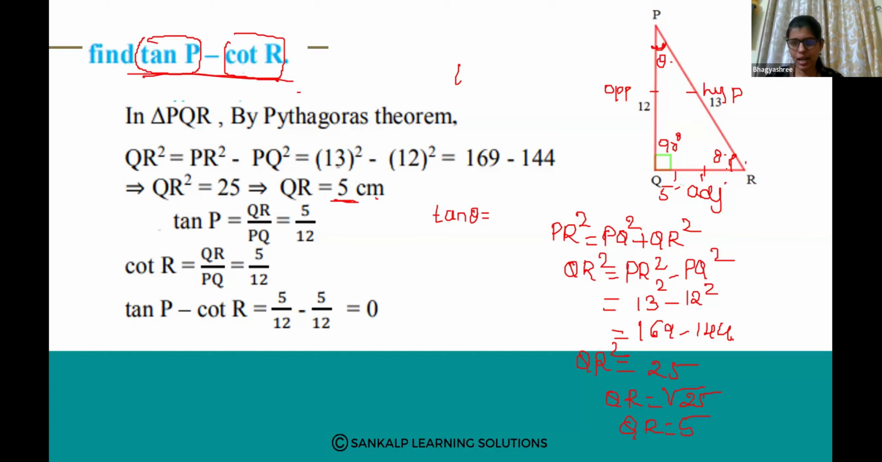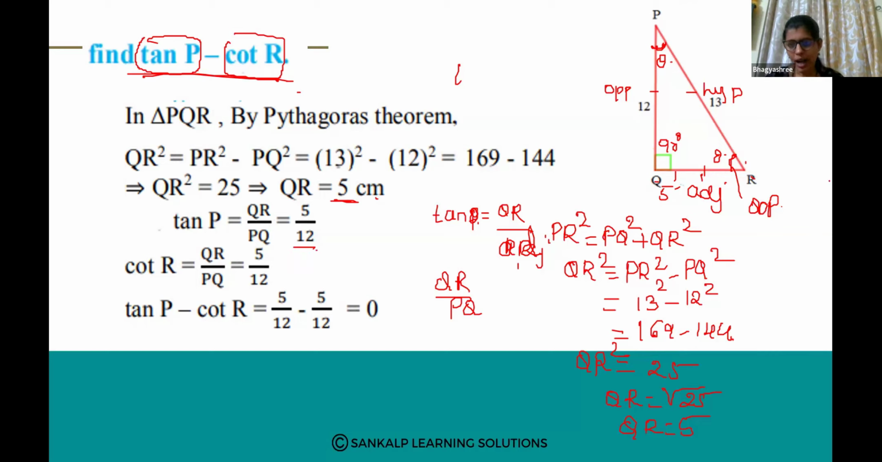So here, opposite to theta is QR, right? So this is the opposite side. For tan P, QR is the opposite side, and the hypotenuse is PR, right? QR divided by, sorry, it is tan theta, right? That means we need to take the adjacent side. QR divided by PQ. PQ is the adjacent side. When theta is at P, QR is the opposite side and PQ is the adjacent side. So QR divided by PQ. QR value is 5 and PQ value is 12.